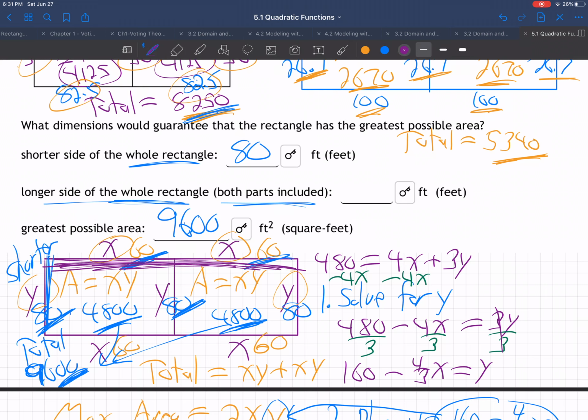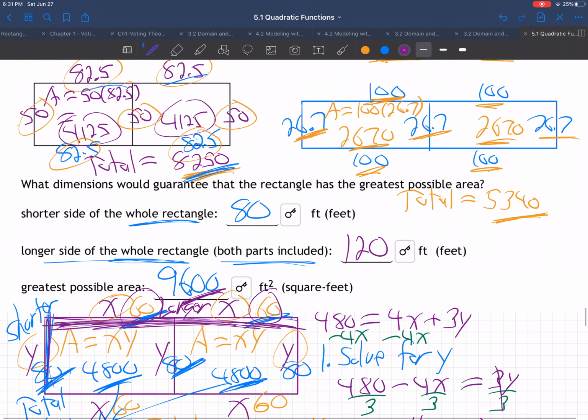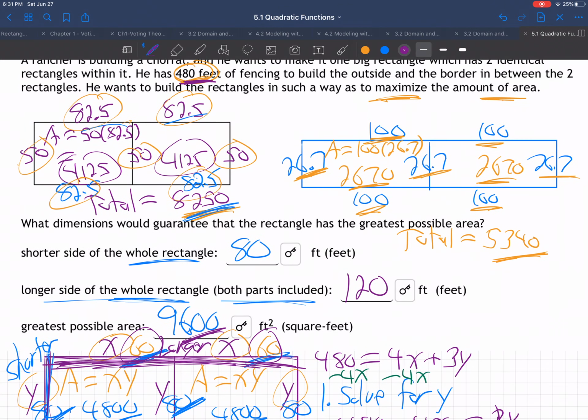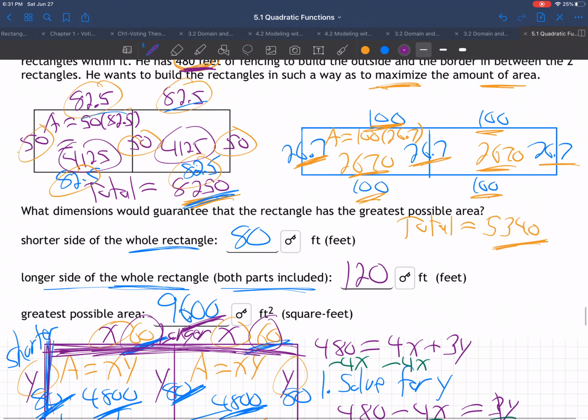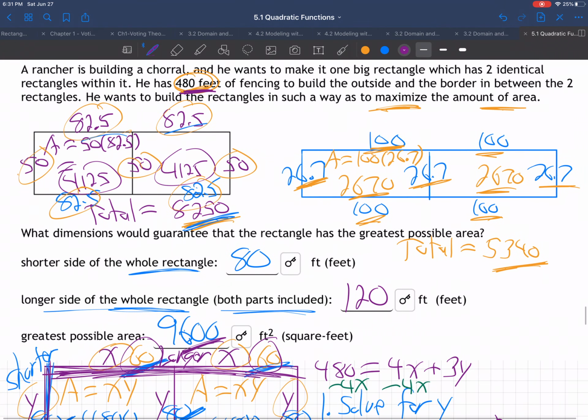This is the longer. That's 2x, 60 and 60. That's 120. He should build the rectangle like that. 80 on one side, 120 across the top, 60, 60. And he'll have an area of 9,600. That's the greatest possible area he can have building the corral like he wants to build it, with a big rectangle with two smaller equal rectangles that are identical. There we go.